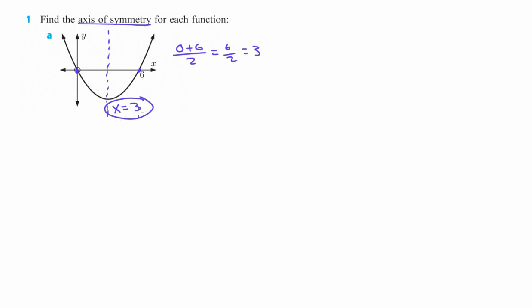Make sure you give an equation. Axis of symmetry is not 3, it's x equals 3. That's that whole line. Okay?